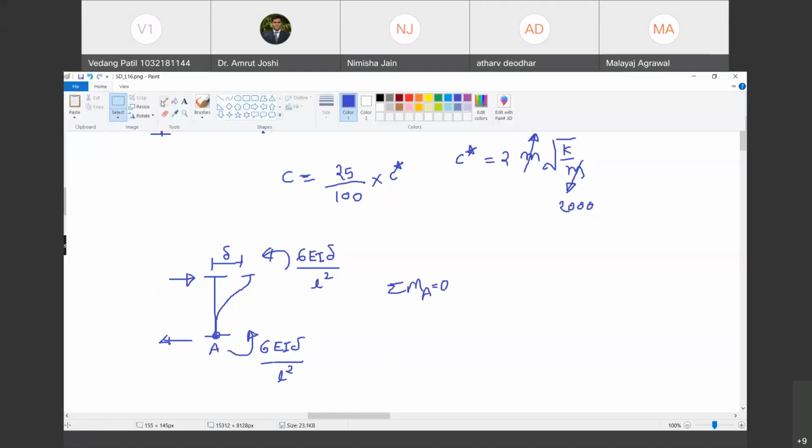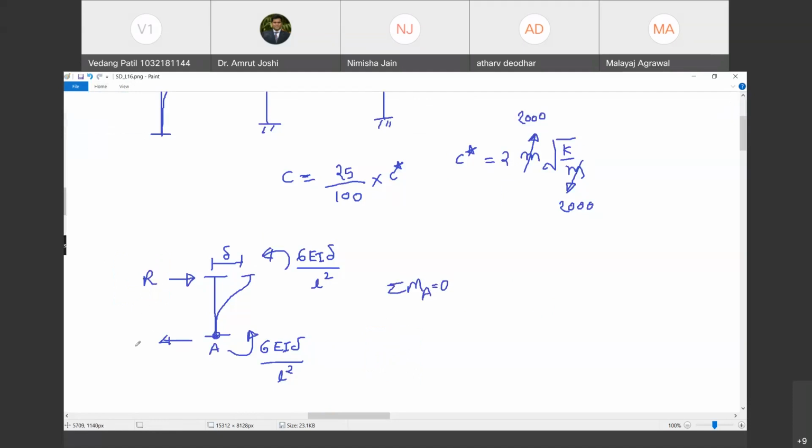Are you with me? Yes. So I will call this as R. Moment of R about A is 0 because this R is passing through A. Do you agree? Yes, sir. Moment of this R about A is R into L clockwise. Do you agree? Yes. So I am going to give negative sign. Clockwise moment को हम negative sign देते हैं. Do you agree? Yes, sir.